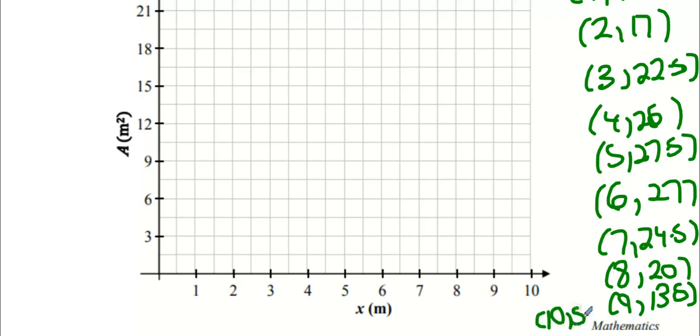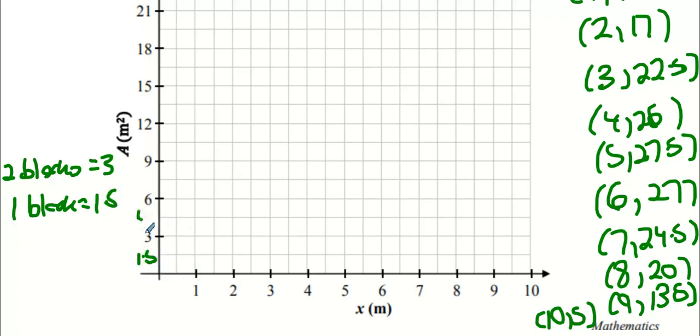Okay, and these are the numbers we have to draw out. Please remember, on the grid, it's gone up in units. 2 blocks is worth 3. So this means that 1 block is worth 1.5. So it's technically gone up in 1.5, 3, 4.5, 6, 7.5. So we have to be aware of that when we're drawing the diagram.